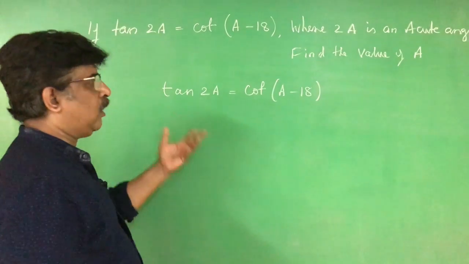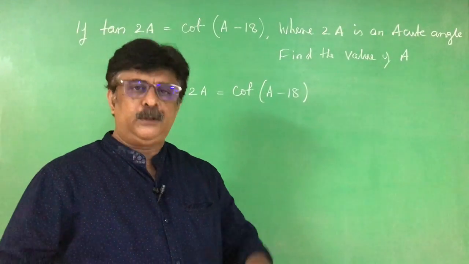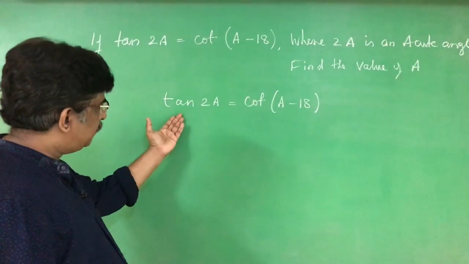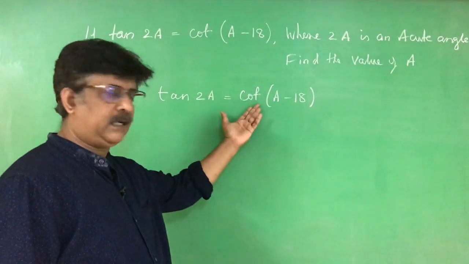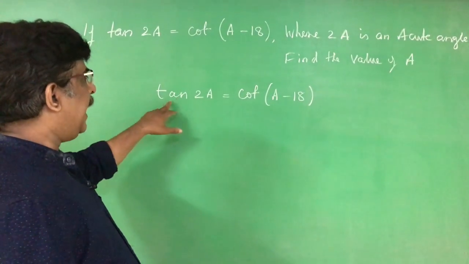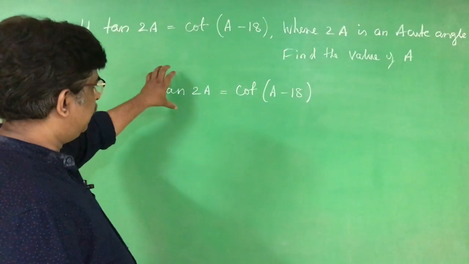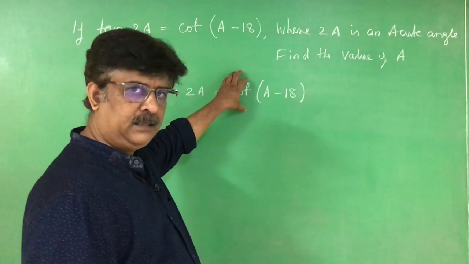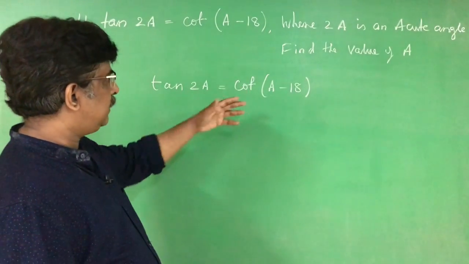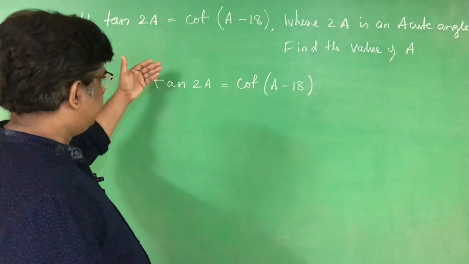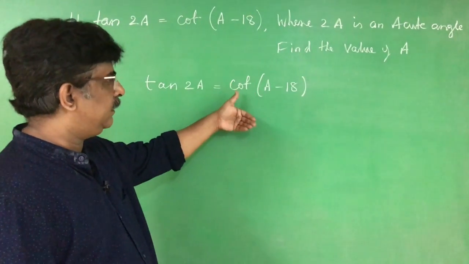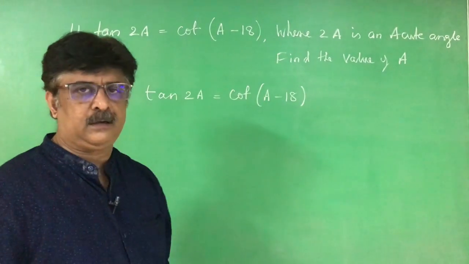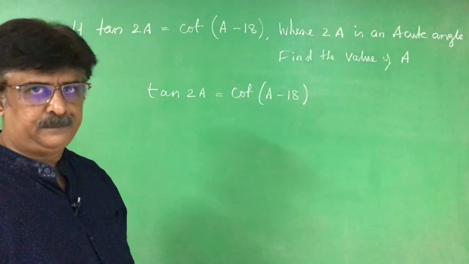One problem can be solved in many ways. You have to get a trick, that much only. See now, this problem I can take this one and solve, or I can take this one and solve. In tan 2A equals cot (A minus 18), on the LHS we have tan and on the RHS we have cot. The trick is, both places should have the same function. If tan is here, there should also be tan in the RHS, or make this cot so both places get cot. For that, any trick you can use.